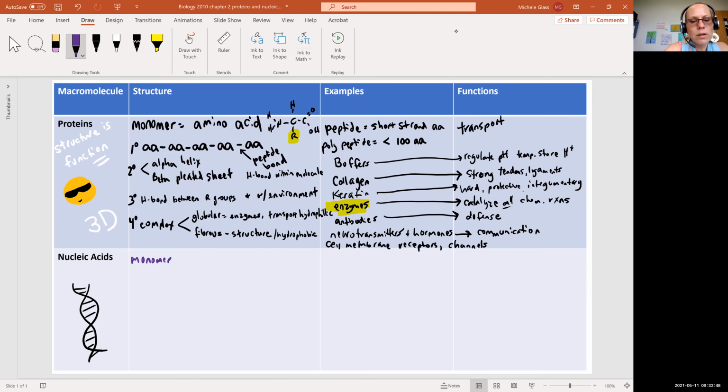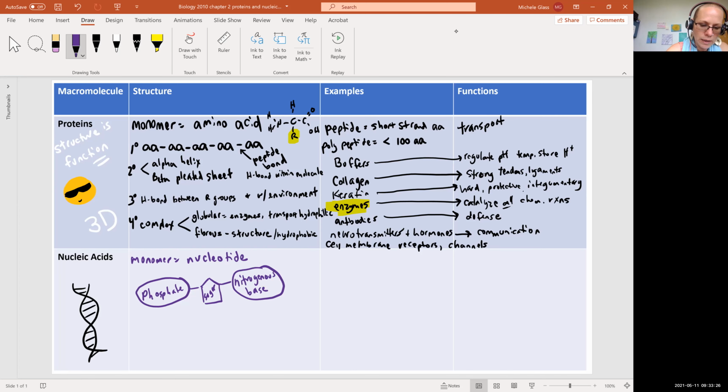The monomer for the nucleic acid is called the nucleotide. And a nucleotide consists of a phosphate group, and then we can pair with it a 5-carbon sugar. I'm drawing mine, looks like a house, right? So each one of those points is a carbon. So I have 5 points, and that's my sugar. And then we have what's called a nitrogenous base.